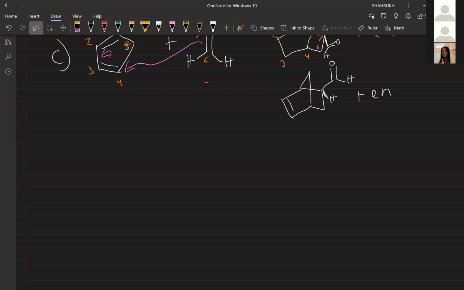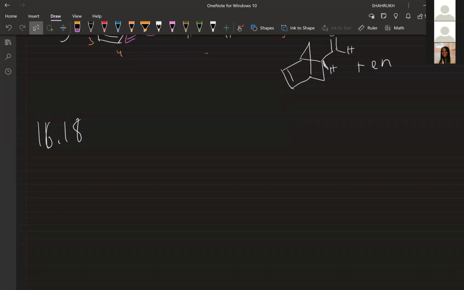Okay, let's do the final question, which is when you have an unsymmetrical diene and an unsymmetrical dienophile. So this is 16.18, right? Before I do this, I think I should have it from a previous semester, but let me just see. I had these nice rules here. There you go. I'm just going to copy and paste these.